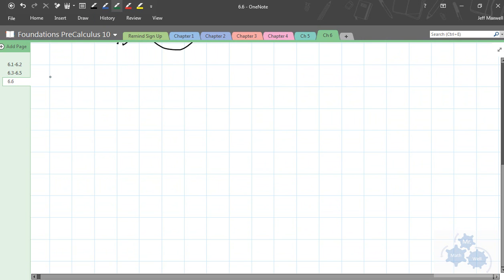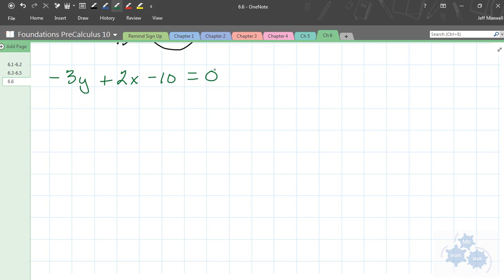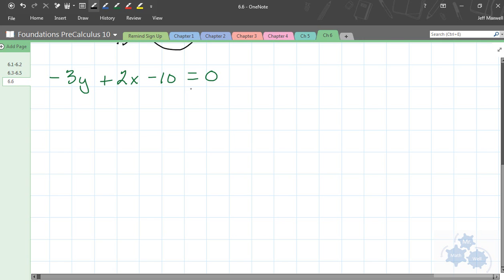Okay, what about this? Negative 3y plus 2x minus 10 equals 0. Is that in general form? Well, let's take a check here. We've got equals 0. That's good. We've got an x term and a y term and a constant term. That's great. What's the one thing that's a little bit different that we would probably want to do?